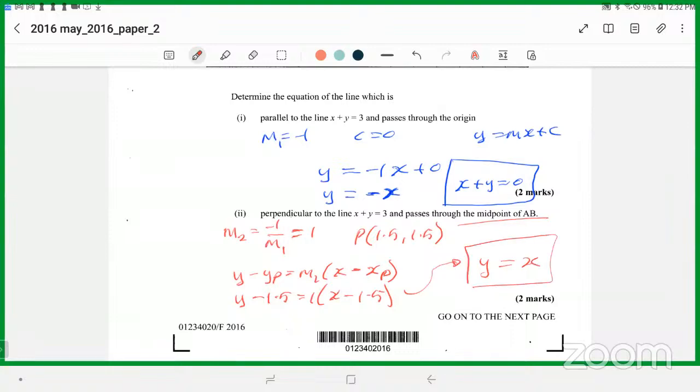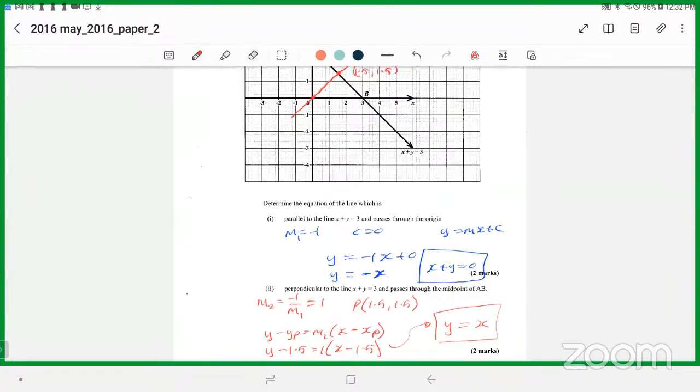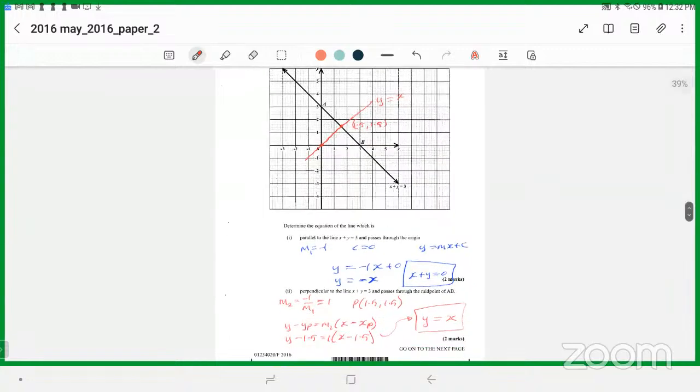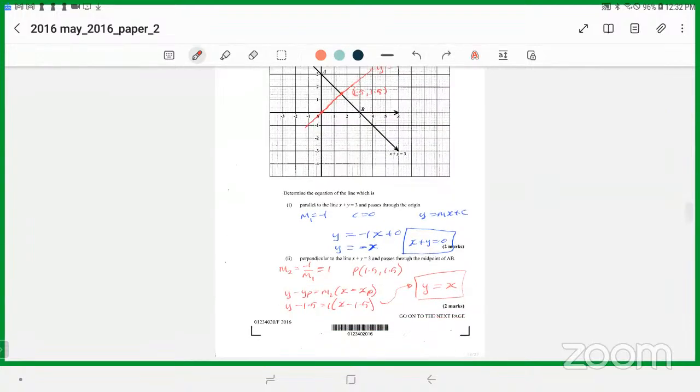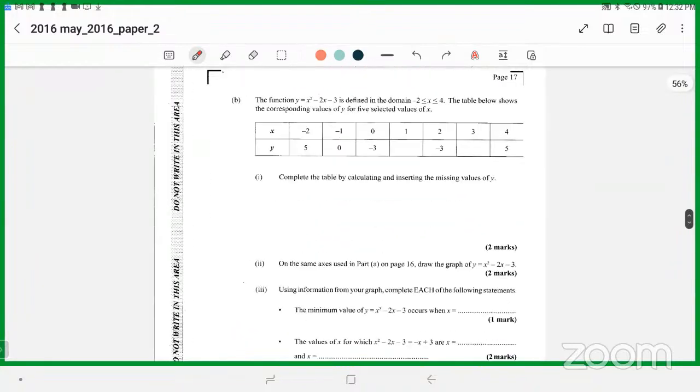But as I say, you could see it from the graph, guys. It has to be that line, y equals x. All right, you could see it. But that is it. 2 marks for that. Never really need any work. That is it, y equals x. All right, then we'll come to this one now.